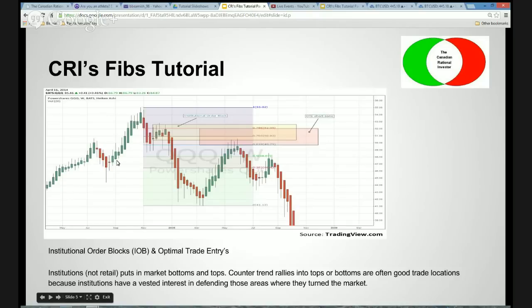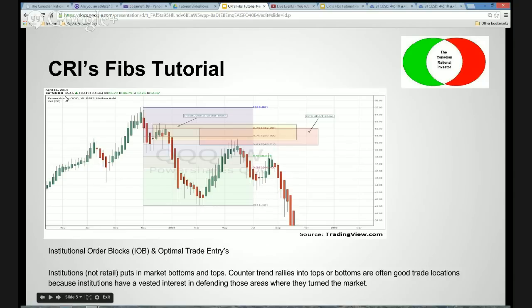Okay, so here's the flip side example, and what we're going to look at now is the concept of institutional order blocks and using the optimal trade entry to confirm those institutional order blocks. So institutions, not retail, right? They're the ones that put in market tops and bottoms. Retail just simply does not have the purchasing power to do that. Counter trend rallies into tops or bottoms are often good trade locations because institutions have a vested interest in defending those areas where they turn the market.